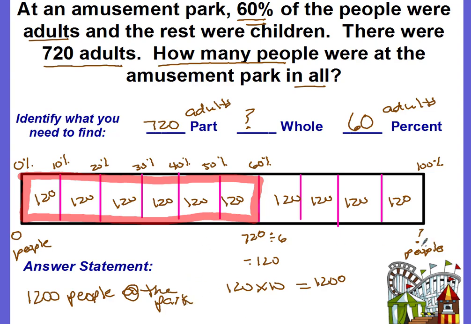Okay, so again, we were looking for the whole. We knew a part, we knew the 60% part was 720. So we divided that 720 equally among the 6 parts, and they each got 120. Since all of the parts have to be the same, that means each of the other parts are also 120. So we have 10 parts that have 120 each, which gives us a total of 1,200 people at the amusement park.